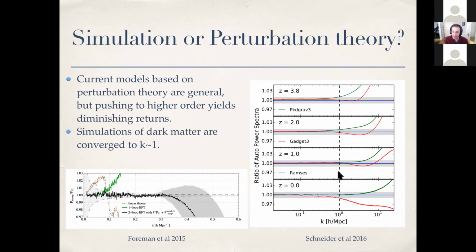And you can see that all of these simulations agree to about k of 1. So that's about 2 or 3 times further reach than we got from these perturbation theories. So I think that provides some motivation to try to pursue using these simulations to make predictions for the statistics that we care about, these galaxy power spectra.